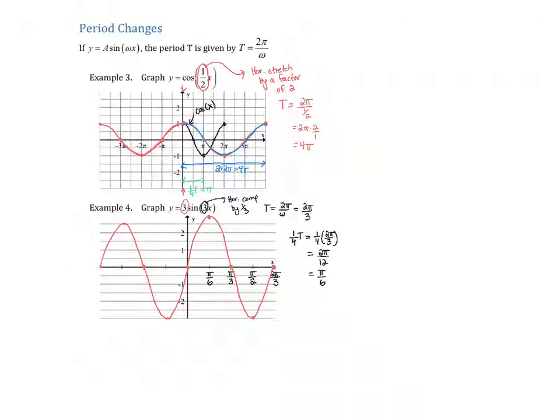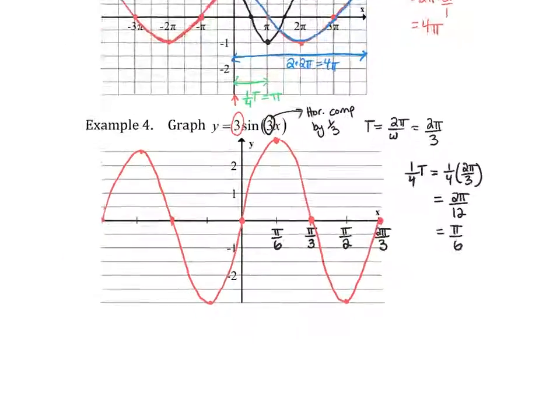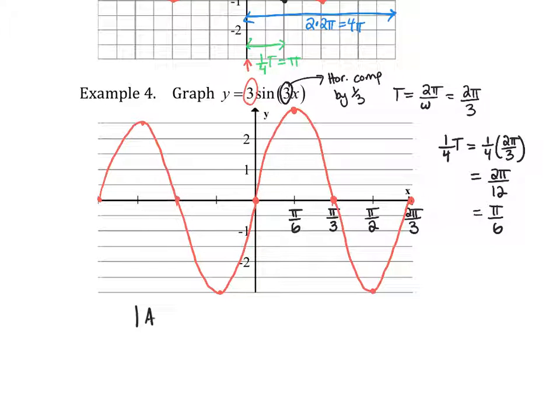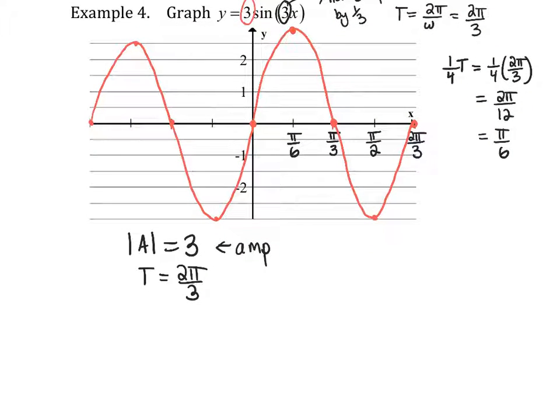Now, just for fun, let's go ahead and identify that the absolute value of A is the amplitude, which is 3. So that's my amplitude. My period is 2 pi over 3. And so far, we haven't done anything with changing the midline, so y equals 0 is the midline.